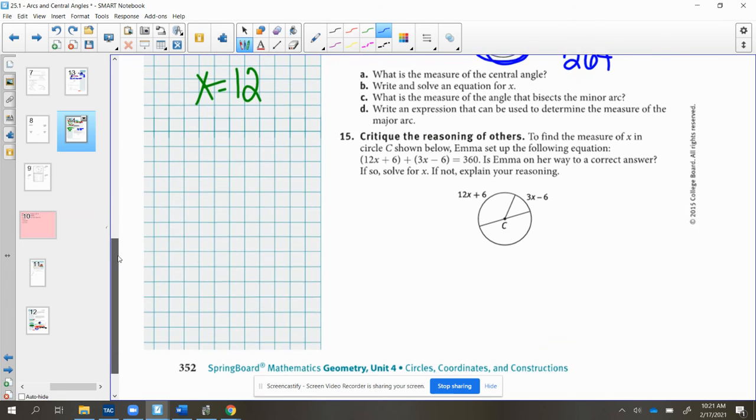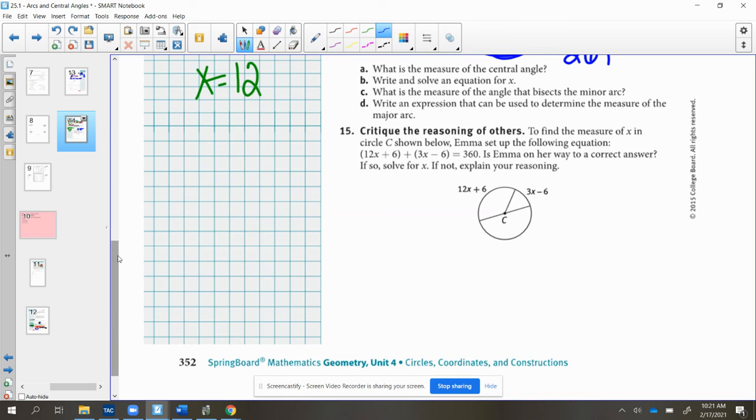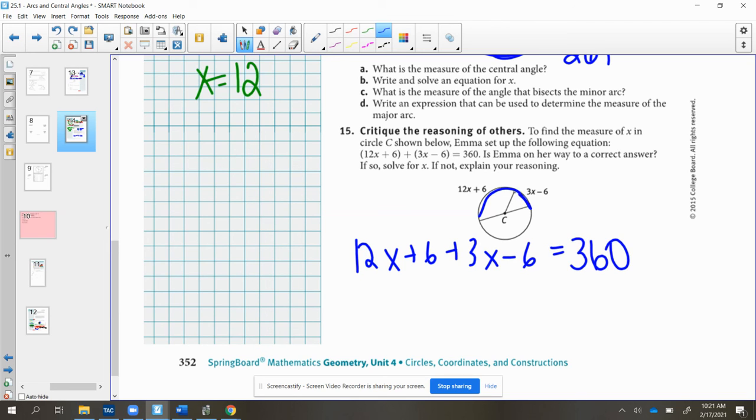Last but not least, our final example has us look at somebody's work. Emma sets up the following equation: 12x plus 6 plus 3x minus 6 equals 360 degrees. What do you think about Emma's work? Hopefully you realize that Emma is wrong, because we're only talking about a semicircle when we talk about this arc and this other minor arc. We're only talking about 180 degrees on this one.